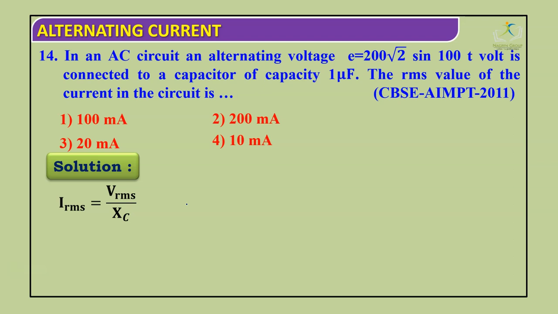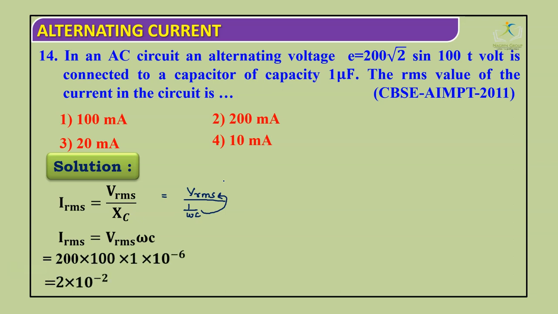I_RMS, we know, is V_RMS by X_C, and I_RMS is equal to V_RMS into omega C, because X_C is equal to 1 by omega C. So when we put this term upside in the numerator, that becomes V_RMS omega C. Put all these values and get the value of I_RMS, which is 20 milliampere, and V_RMS is equal to V naught by root 2.